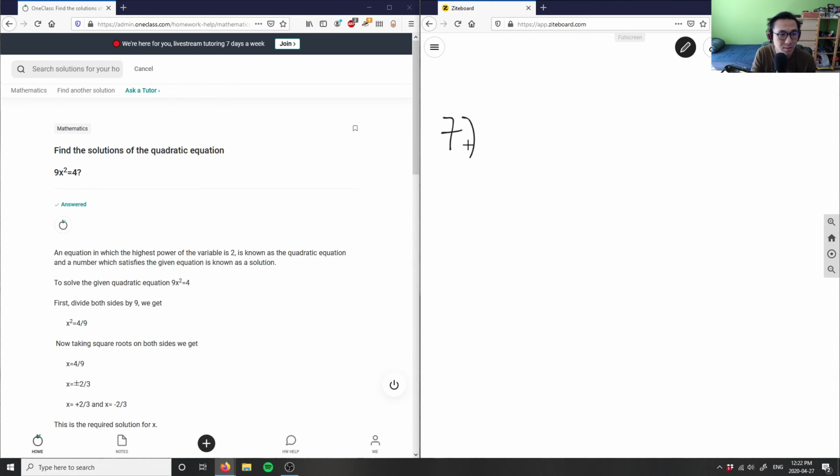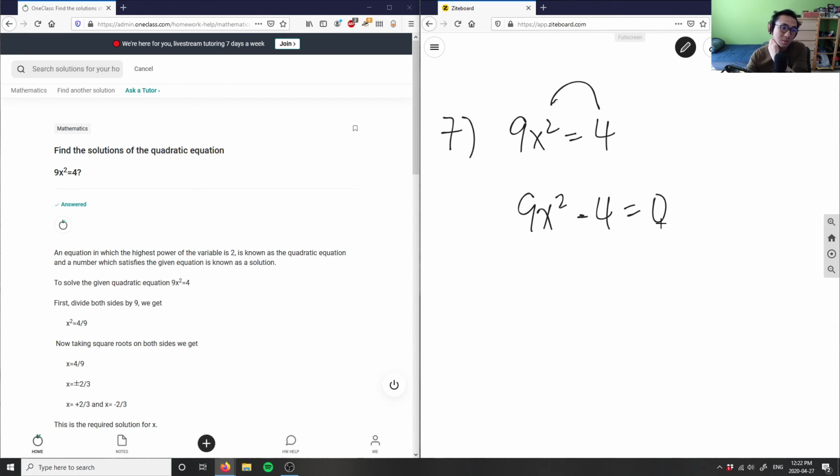So it says here, find the solutions of the quadratic equation 9x squared equals 4. It's telling us to find the solutions, right? In order for us to do that, what we have to do with every quadratic equation is put everything to one side. We want one side to equal 0. So I'm going to have 9x squared, and I'm going to move 4 to the left side by subtracting 4 from both sides. So I get 9x squared minus 4 equals 0.